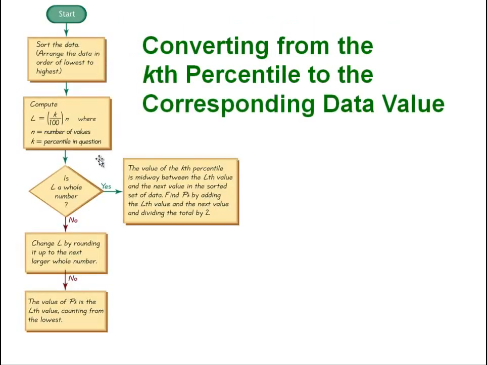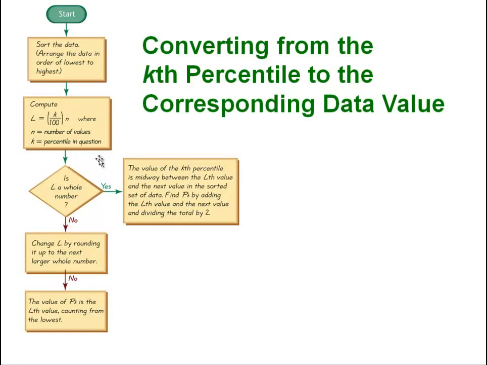Now, actually using this formula is pretty easy as far as the math is concerned, but once you get your answer, it's a little tricky because you have to pay attention to this flow chart. The first thing you do is sort your data from smallest to biggest, because if we're trying to find where something is in the data, it doesn't make sense unless we put that data in order. Then we compute this number.